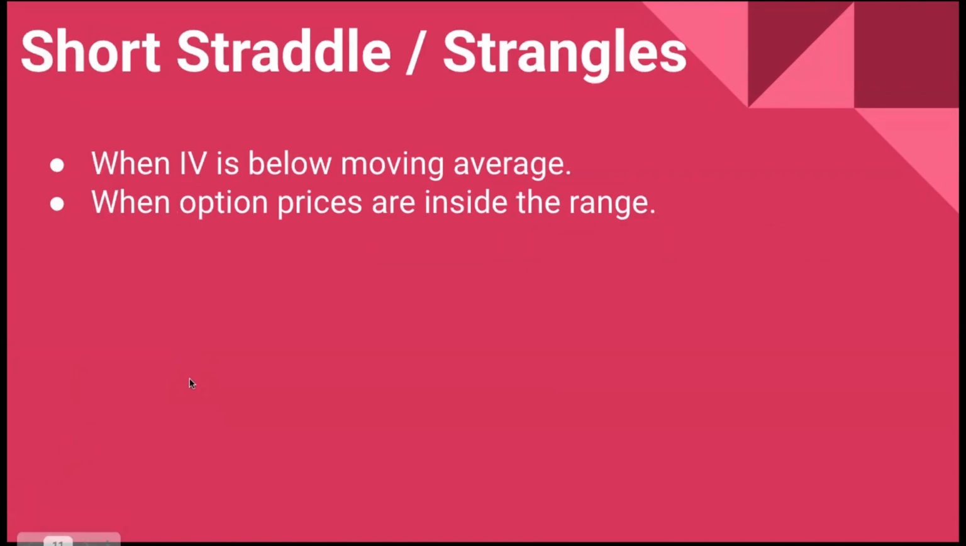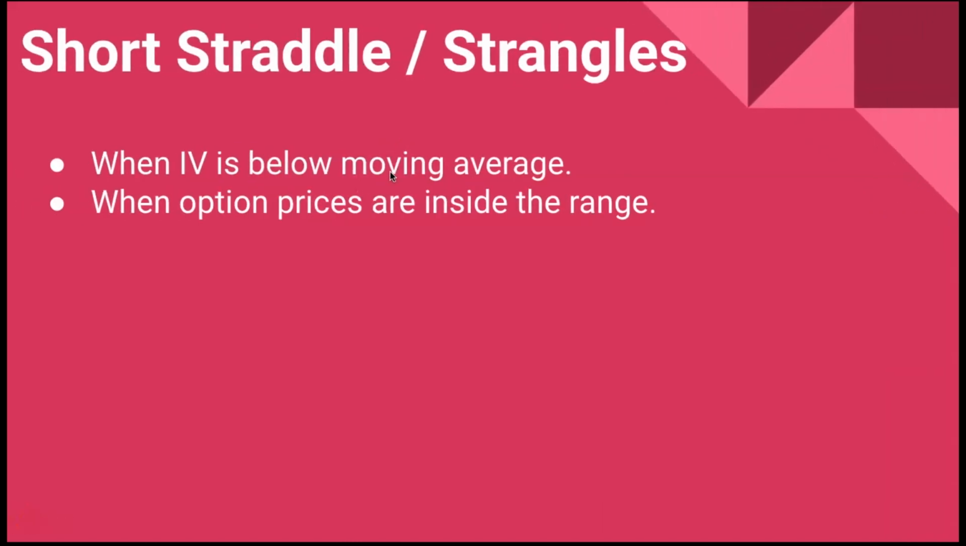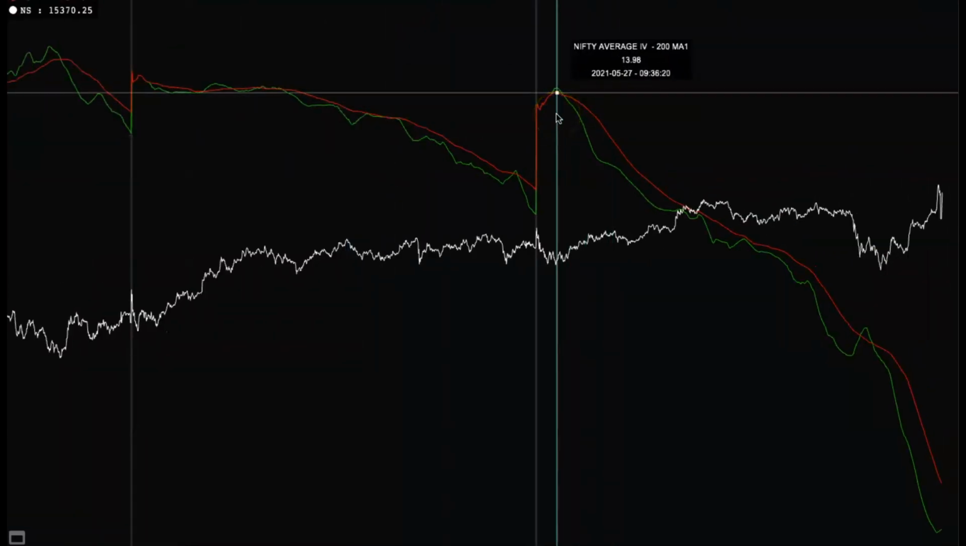So the next strategy is for option sellers, those who do short straddles or short strangles. So the strategy is very simple. When the IV is below the moving average, you initiate your option selling position, that is selling the call and put together. For example, this is the moving average chart of Nifty straddle IV.